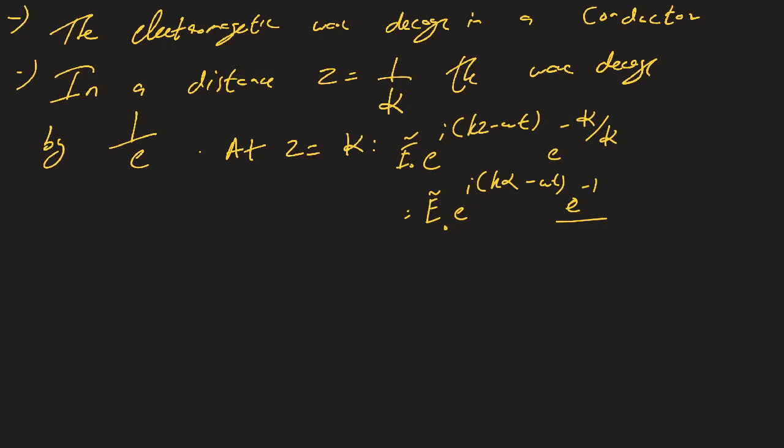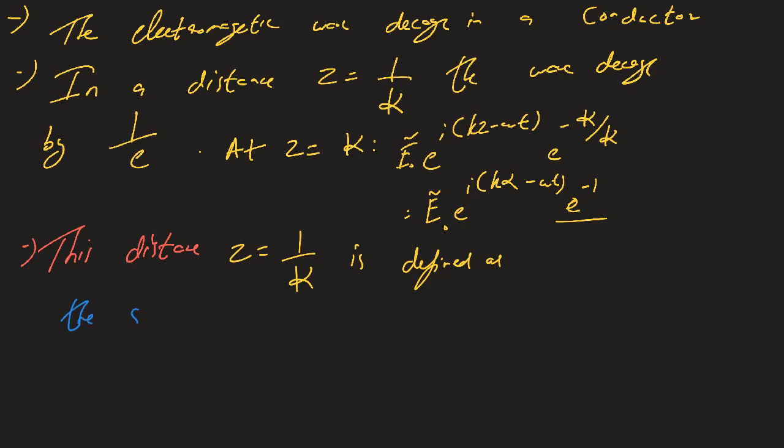This is usually called, given a name, and so this distance z is equal to 1 over kappa, ठीक है, is defined as the skin depth. So the skin depth of a conductor is the distance it takes electromagnetic waves that have entered that medium, from one point to another, to decay by a factor of 1 by e, ठीक है.